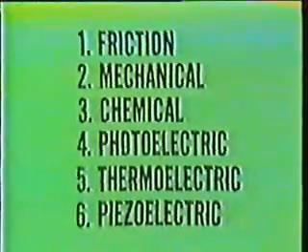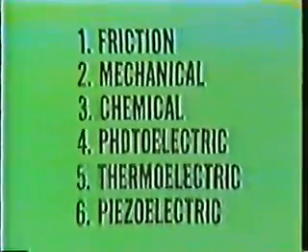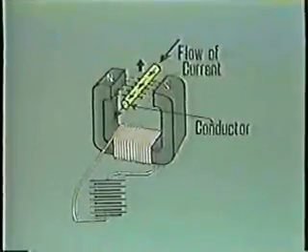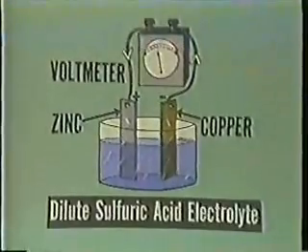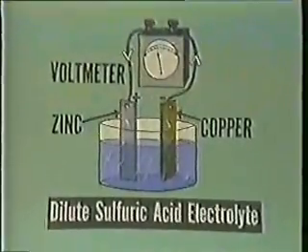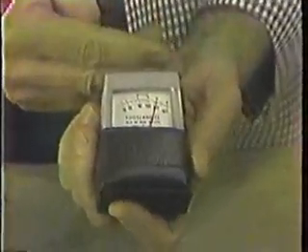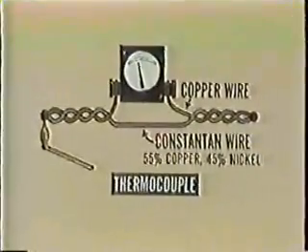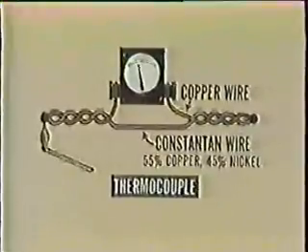An electromotive force, or EMF, is generated in several different ways. 1. Friction, rubbing glass with silk. 2. Mechanically, moving a coil through a magnetic field. 3. Chemically, action of a liquid or paste on metals. 4. Photocell, result of light on light-sensitive materials. 5. Thermoelectric, heat applied to the junction of two dissimilar metals. 6. Piezoelectric, pressure on certain crystals.